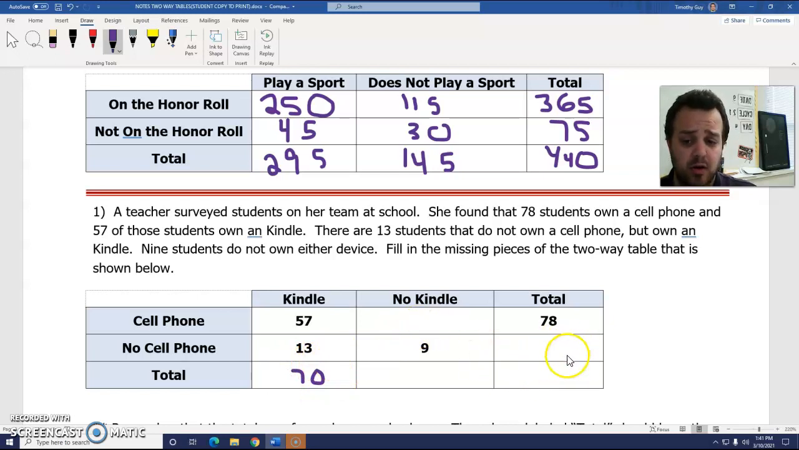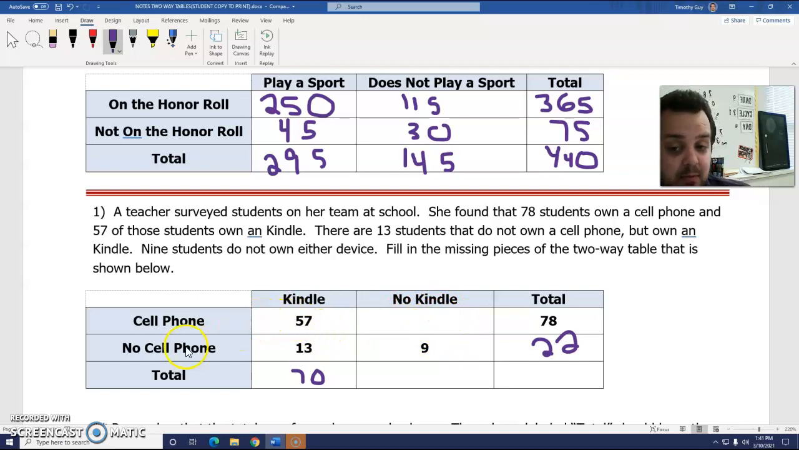Also, I can fill in this total over here. These are all the people who do not have a cell phone. If I add 13 and 9 together, I'm going to get 22. That would be the total number of people who don't own a cell phone at all, okay?